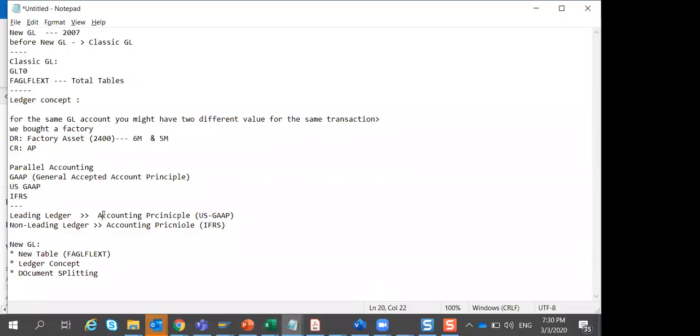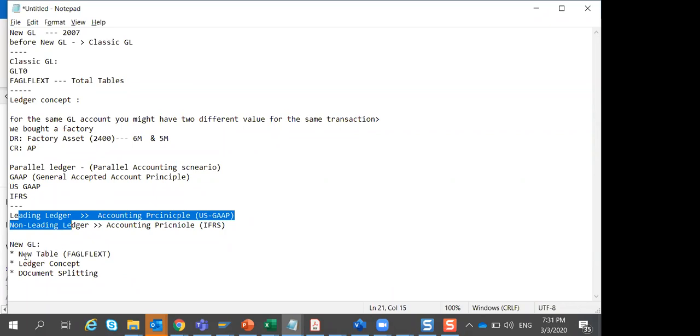New GL, Parallel Ledger. This parallel accounting, they call it Parallel Ledger, the functionality itself. Parallel Ledger is a functionality which helps with the parallel accounting scenario I explained a few minutes ago. Leading ledger, non-leading ledger. We said the new GL has the table, the ledger concept, and document splitting.